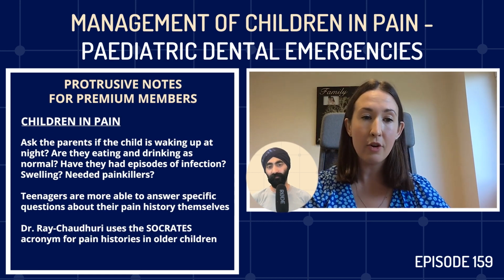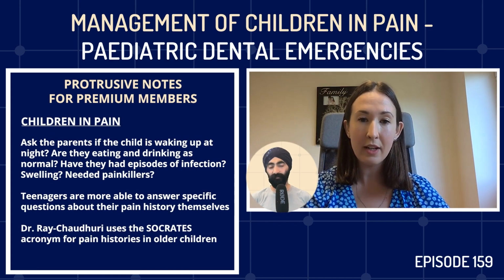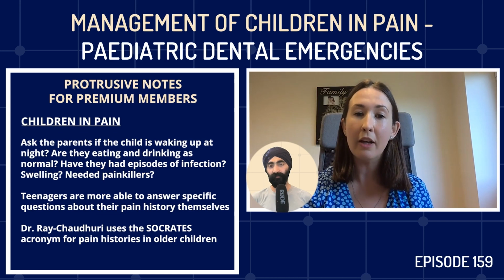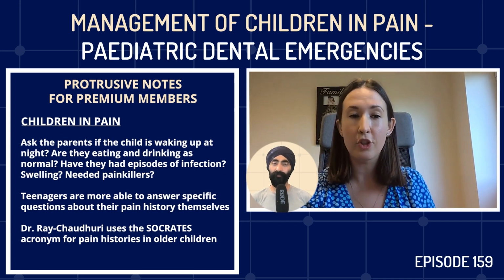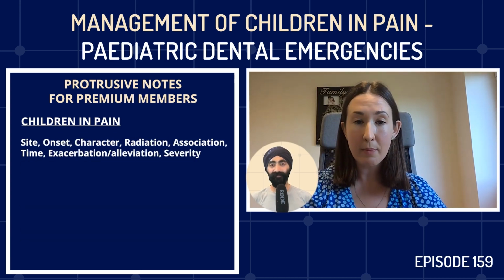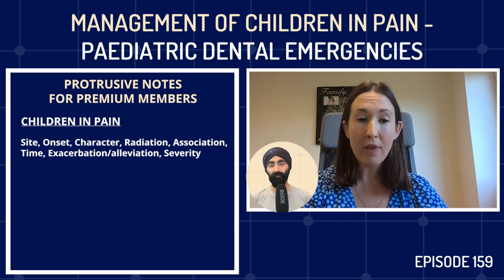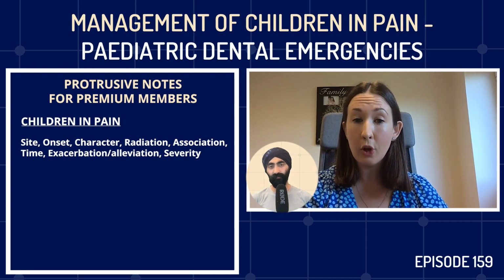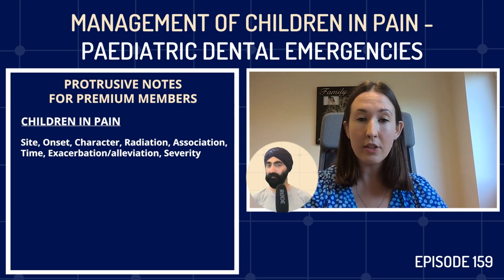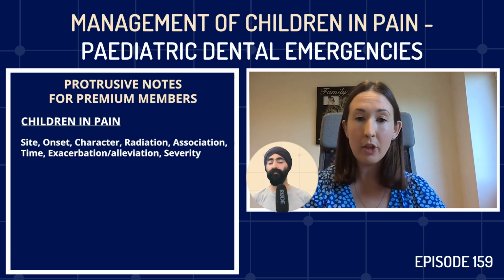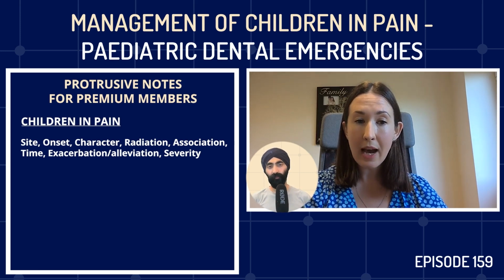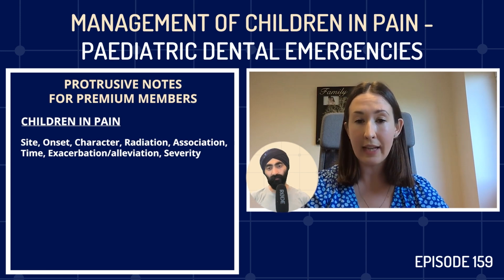So I use the acronym SOCRATES to try and get a structured pain history in the older kids. I don't use it in the younger ones, but I get around it by asking all those questions. I work out the site of the pain, when it started, the onset, and the character of the pain, whether it's a dull throbbing pain or a sharp shooting pain, whether it radiates anywhere or is well localised to a tooth. Any association, so does it come on when they wake up, when they go to sleep. Timing, how long the pain lasts and how often they get it. Is it weekly? Is it daily? Is it once every few months?